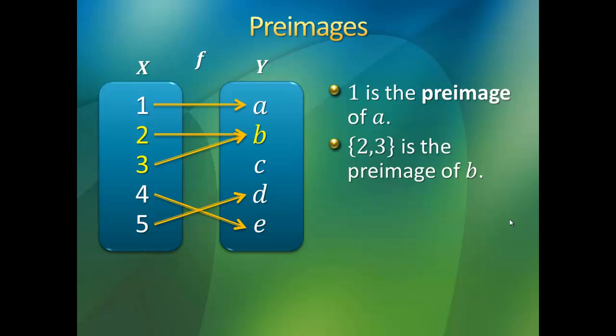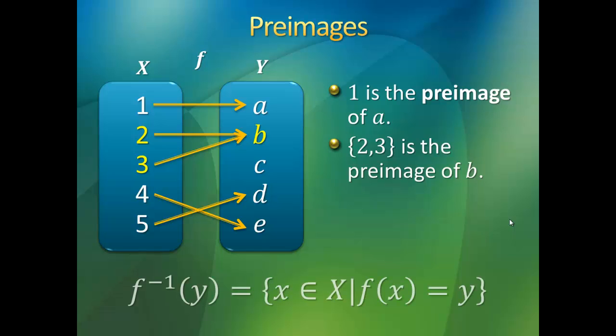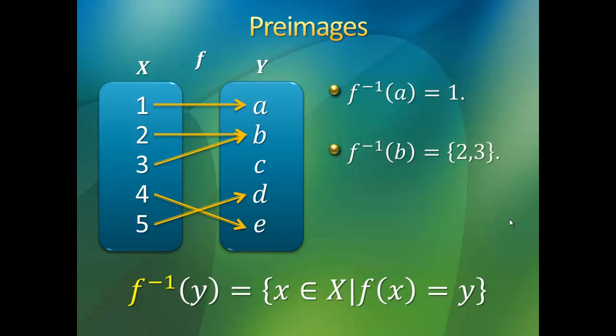So we can define the preimage of an element of the codomain as the set of all elements of the domain that map to it. In particular, the preimage of little y is the set of all little x in X such that f of little x is little y. The common notation for this is to write our f with a -1 superscript, as if it's the -1 power of f, and read it as f inverse of y.